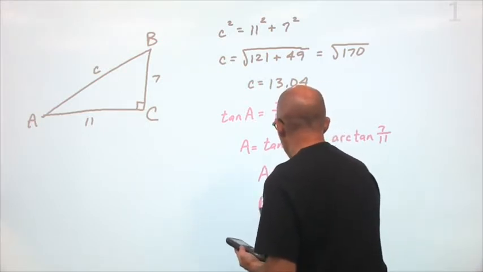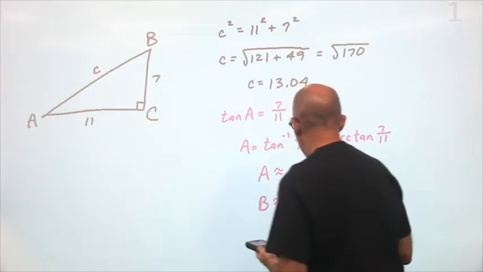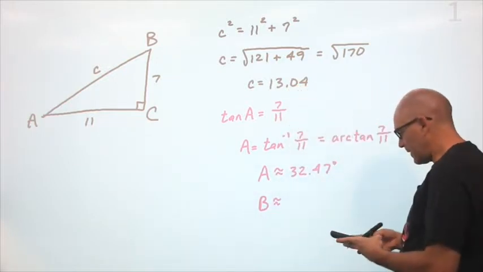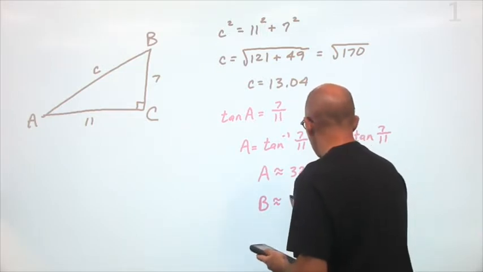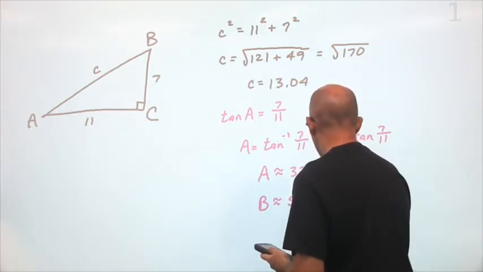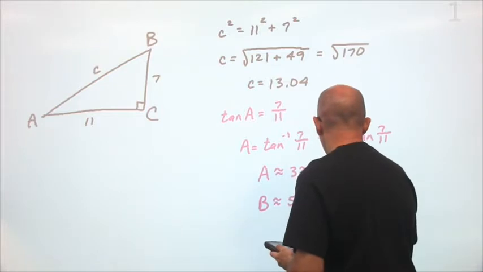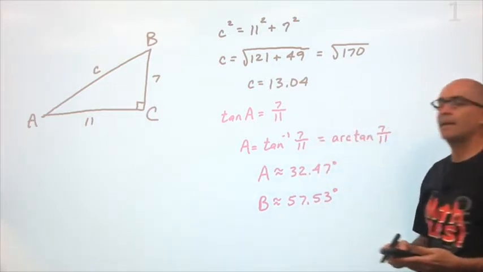Now, angle B we know is the complement to that, so all we do is subtract that from 90, and we end up with 57.53 degrees. That's it, game over.